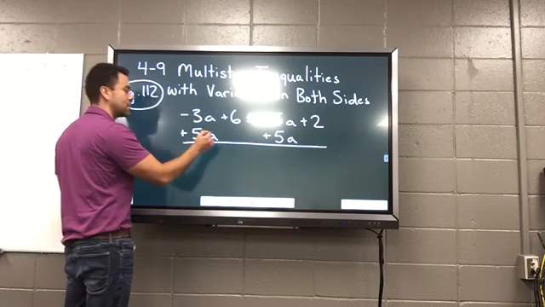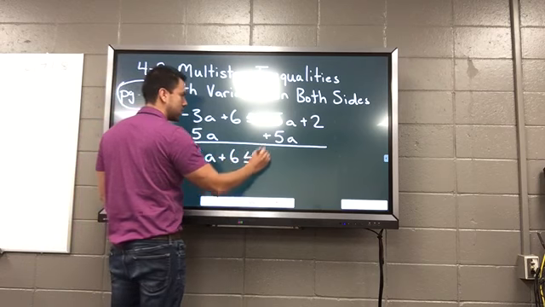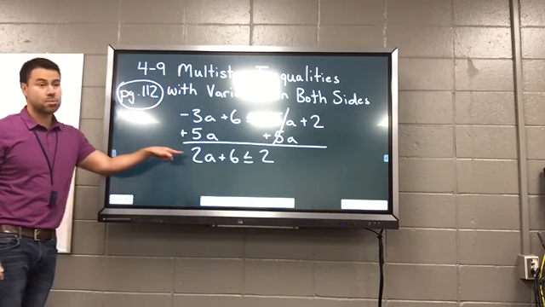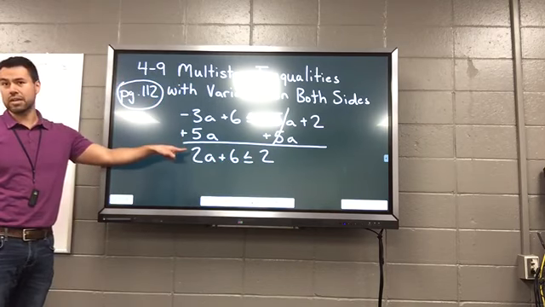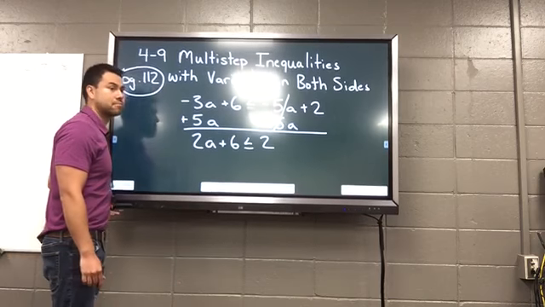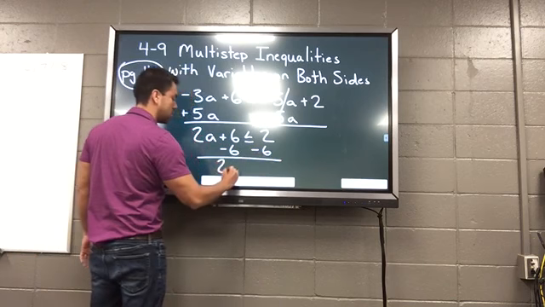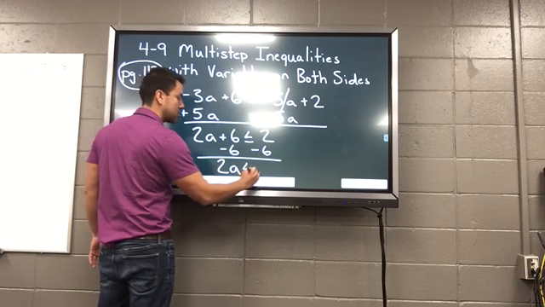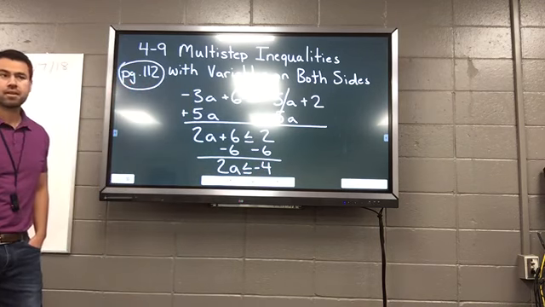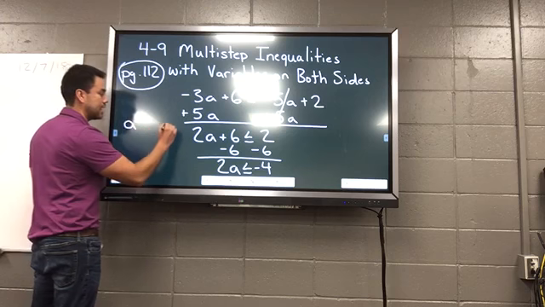What's negative 3a plus 5a? 2a plus 6, less than or equal to 2. That got canceled out. Now this problem is a two-step inequality. Do you remember what to do here? Yes, ma'am. Did you minus 6 something? Yes, that's what you do, subtract 6 from both sides, and you get 2a is less than or equal to negative 4. And then your last step, divide both sides by 2, and you're left with a is less than or equal to negative 2.